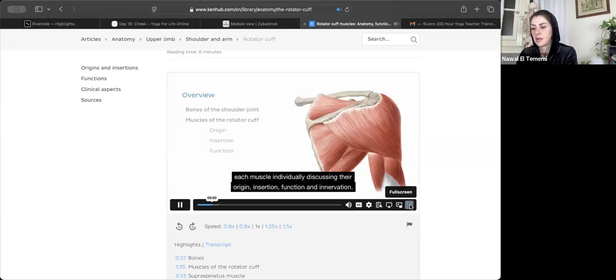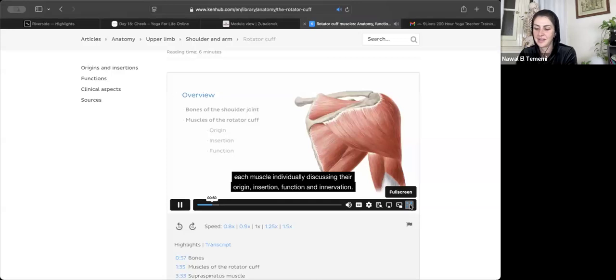So the first muscle that we're going to talk about is supraspinatus, which you can see here highlighted. This muscle originates from the supraspinous fossa, which is a shallow depression on the body of the scapula, and goes on to insert here at the humerus. When the supraspinatus contracts, it initiates abduction of the arm at the shoulder joint. As a rotator cuff muscle, it also stabilizes the shoulder joint.